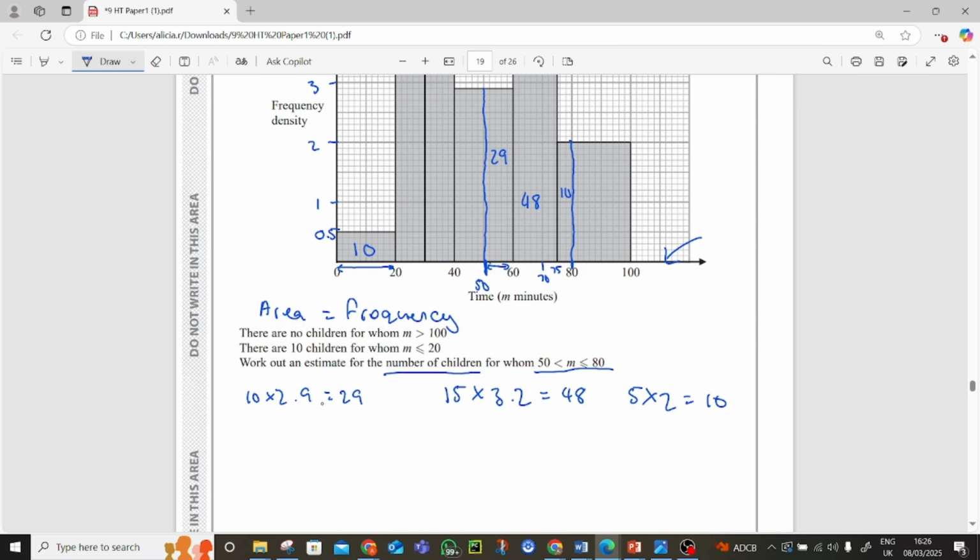Then I'm going to add those three numbers together, 29 plus 48 plus 10, which gives me a total of 87.